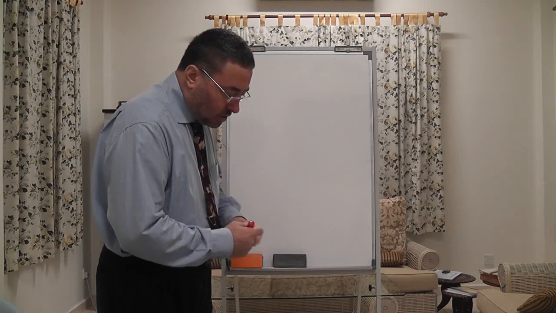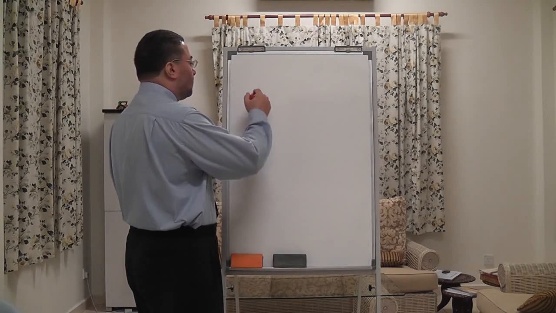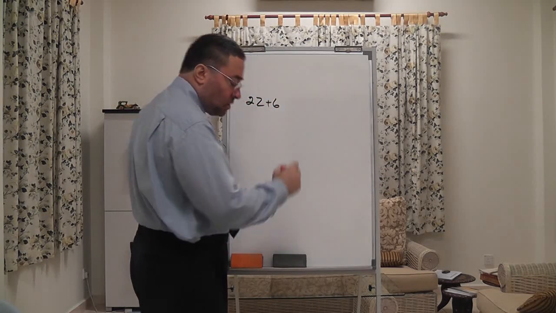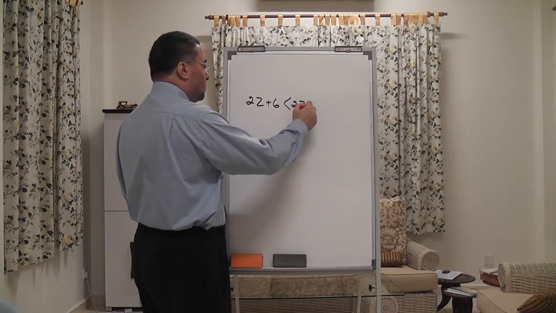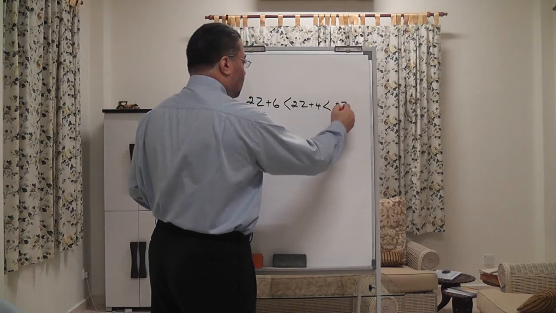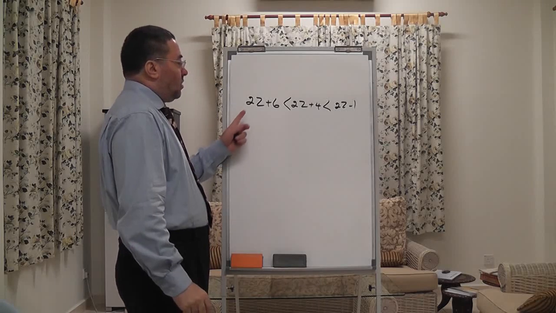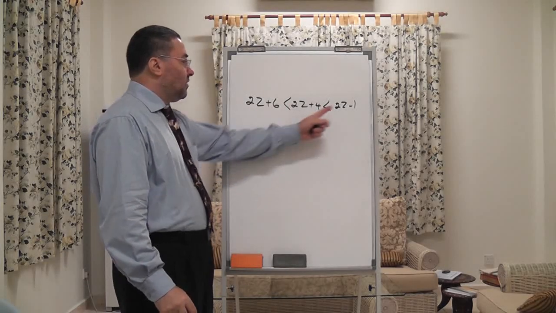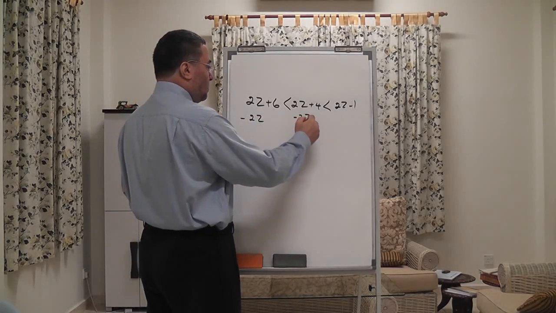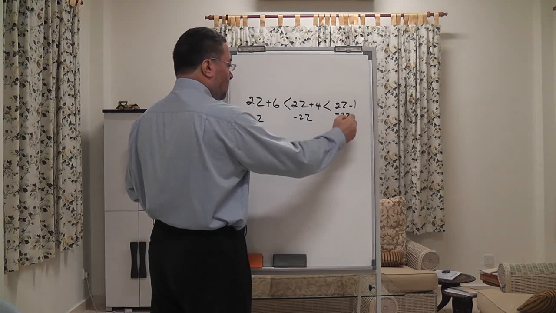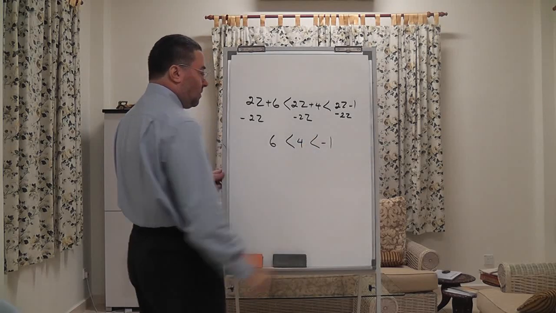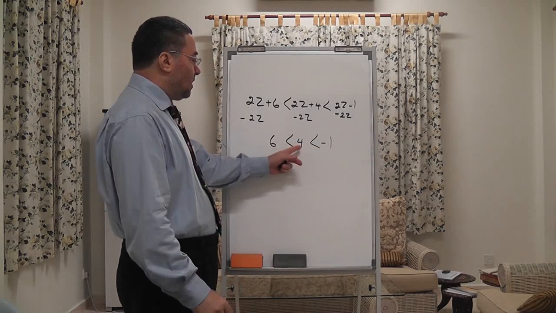Next we do number 40, 2z plus 6 less than 2z plus 4 less than 2z minus 1. Right away we see if we take away 2z from all of these quantities, we are going to end up having 6 less than 4 less than minus 1, which is impossible. 6 is not less than 4.